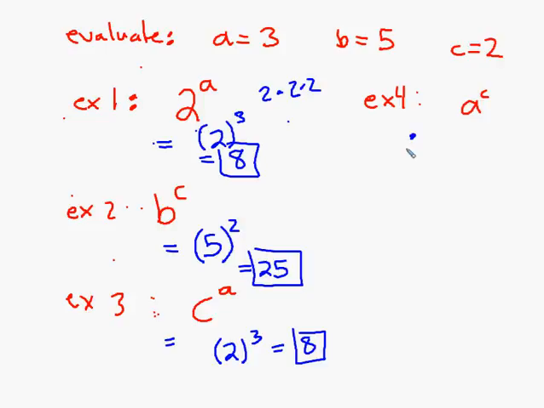The last one, what'd you get? I heard a 6. 9. A is 3, C is 2. What's 3 squared? 9, because it means 3 times 3. Okay, any questions? All right.